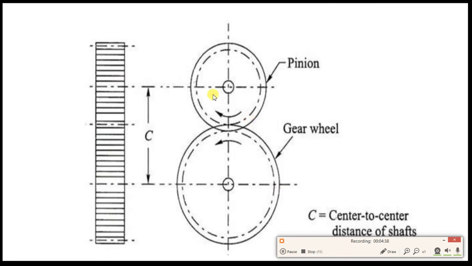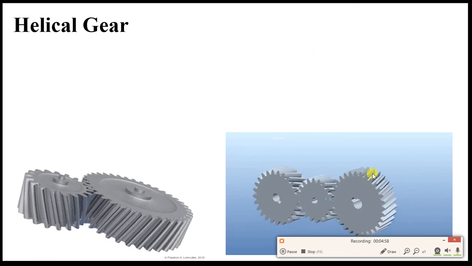Here you can see the front view when two gears mesh. This is the side view. This is the pinion, this is the gear. Power is transmitted from the pinion to the gear. And C is the center distance between the two gears. The axes of both gears are parallel to each other.